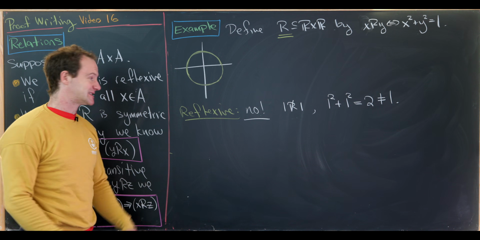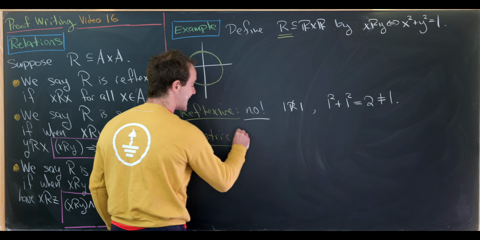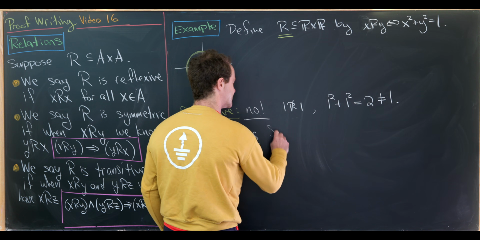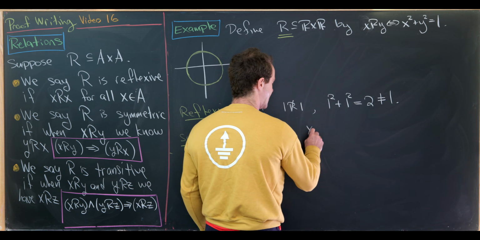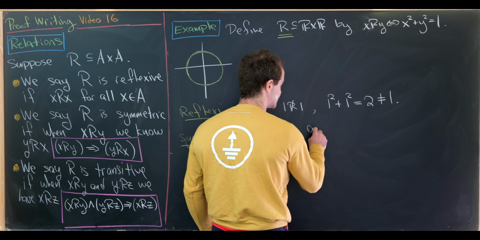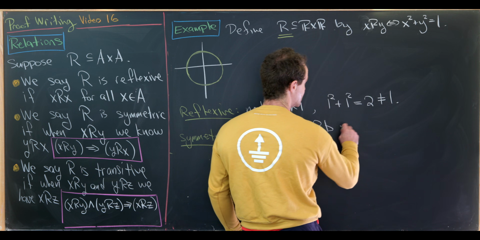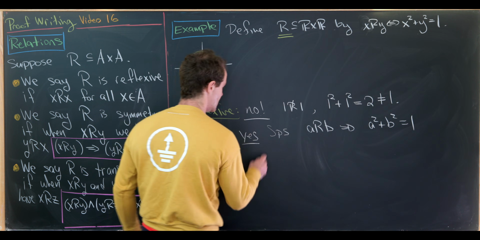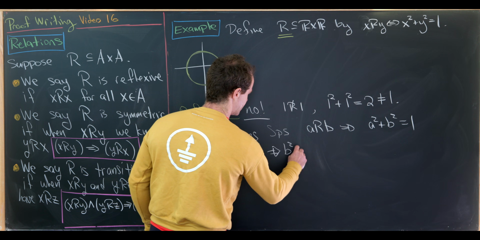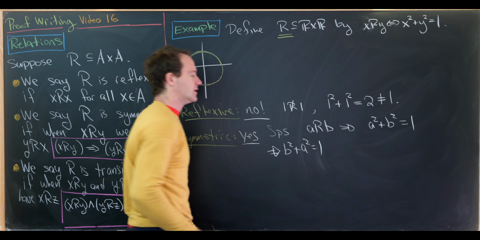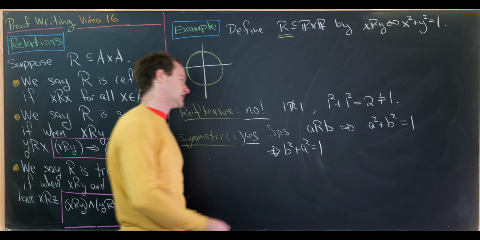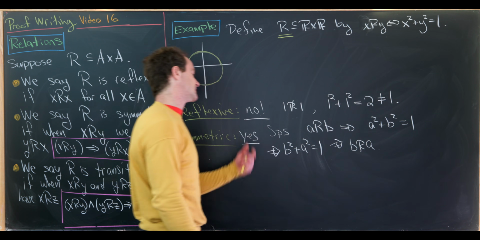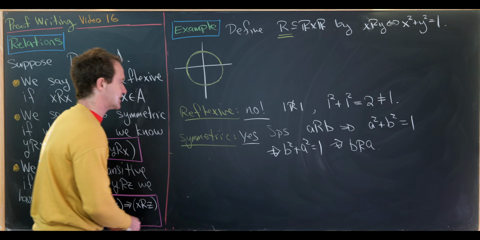Okay, is it symmetric? Well, yes, it is in fact symmetric, and we can prove this. So let's suppose that, I'll call them A and B, A is related to B. So that means that A squared plus B squared equals 1. But then that means that B squared plus A squared equals 1 by the commutativity of addition. But that means that B is related to A. So it's quite simple to prove that this thing is symmetric.